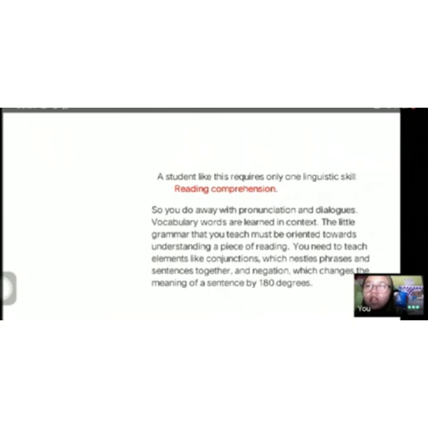A student like this requires only one linguistic skill, reading comprehension. So you do away with pronunciation and dialogues. Vocabulary words are learned in context. The little grammar that you teach must be oriented towards understanding a piece of reading. You need to teach elements like conjunction, which nestles phrases and sentences together, and negation, which changes the meaning of a sentence by 180 degrees. Next.